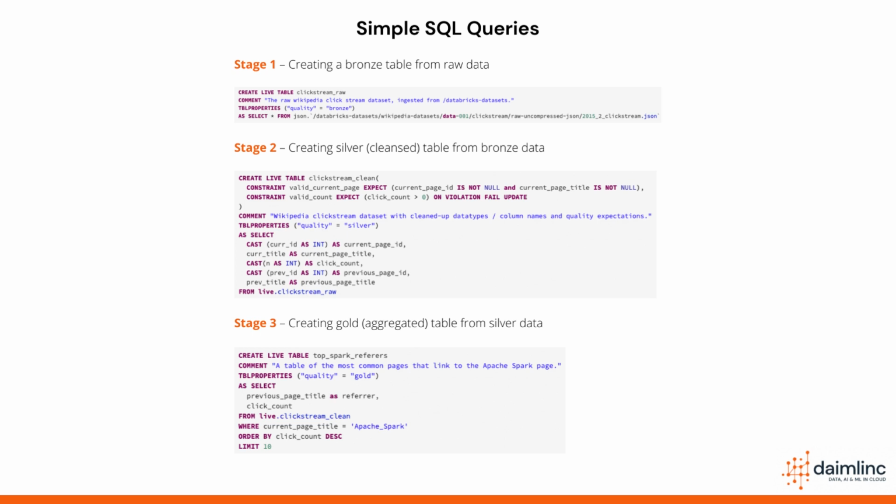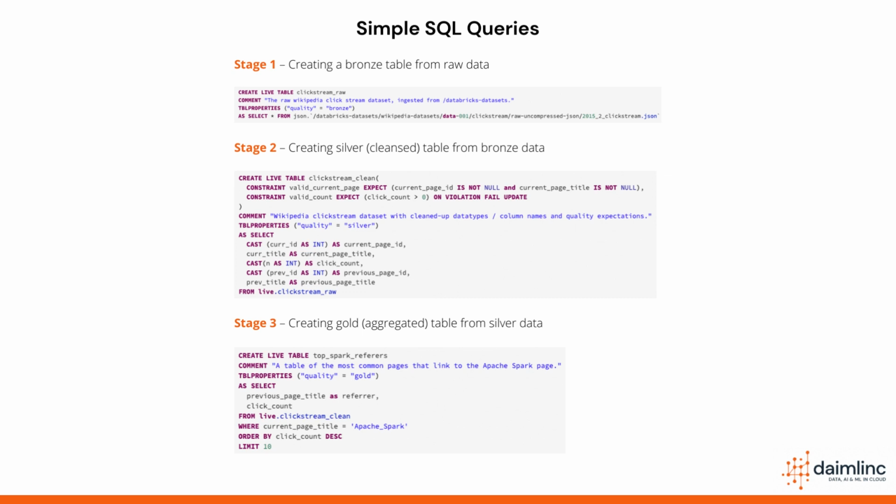You can use the simple SQL statements given here to create your Delta Live tables. As you can see here, there are 3 to 4 stages of table creation involved based on your use case. Stage 1 is the bronze table, where you create a table from your raw data. Stage 2 is the creation of a silver or cleansed data table from the bronze table. Stage 3 is the creation of a gold or aggregated or business data table from the cleansed silver tables. And the transformation for this ETL pipeline is done via the SQL statements.